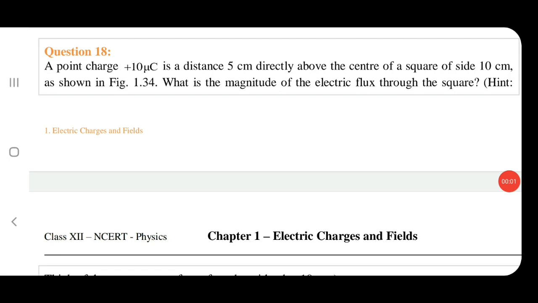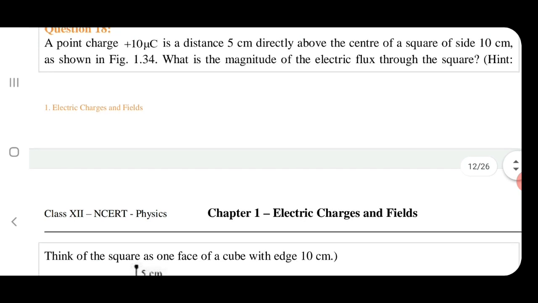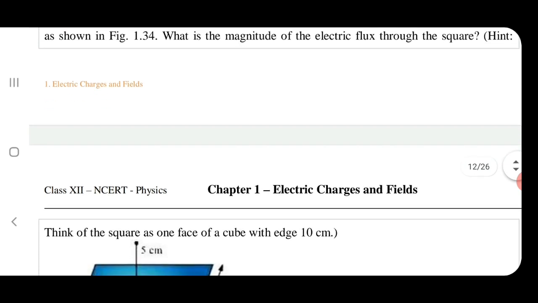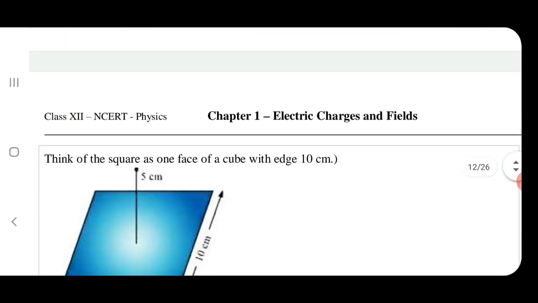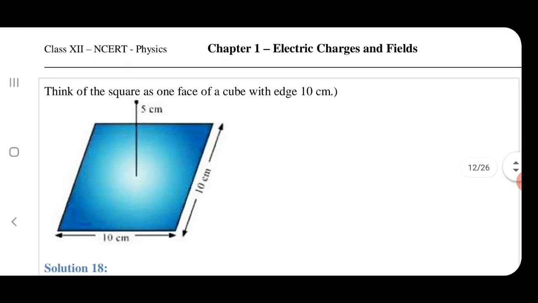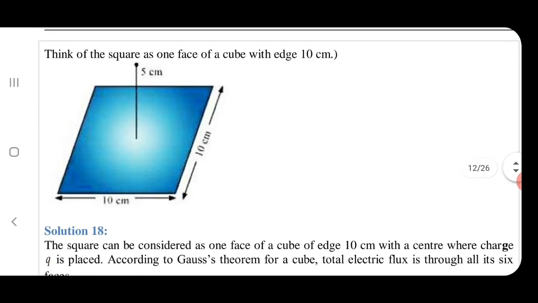Now coming to question number 18, a point charge plus 10 microcoulomb is at a distance 5 centimeter directly above the center of a square of side 10 centimeter as shown in figure. What is the magnitude of electric flux through the square? Hint also is given. Think of the square as one face of a cube with edge 10 centimeter.